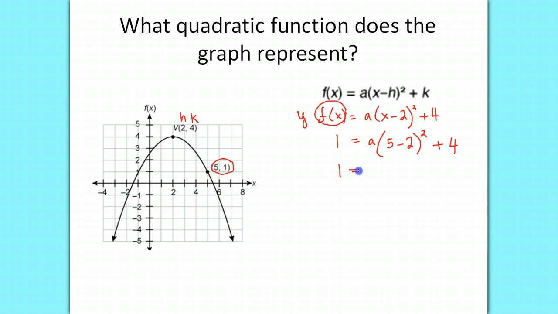So we're going to do 5 minus 2 first, and then we're going to square that. And then we're going to subtract 4.